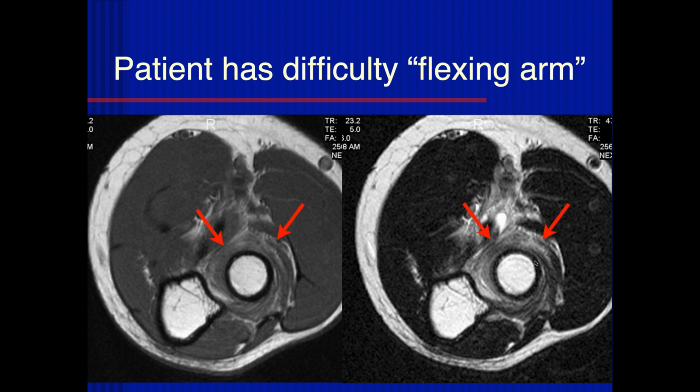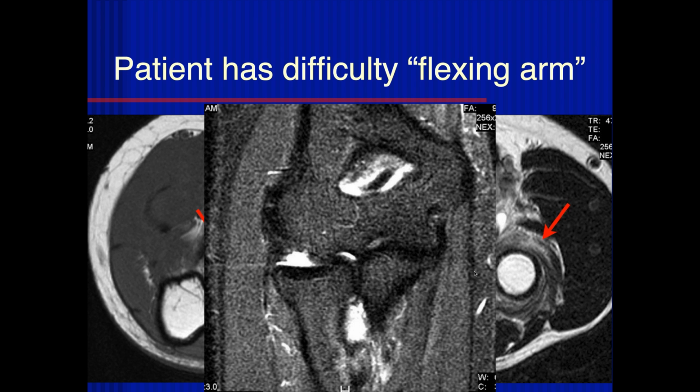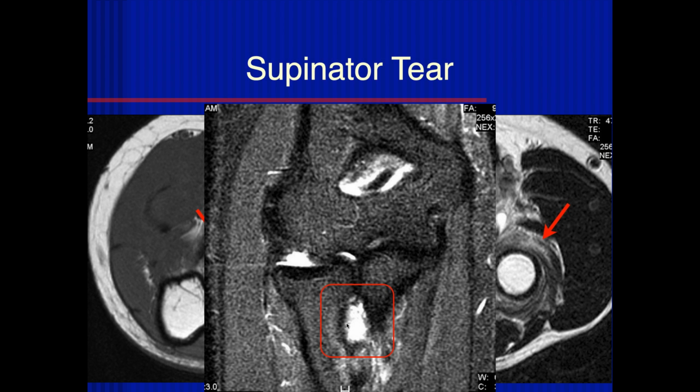But notice also that you've got a lot more edema in the supinator muscle. Here is the edema within the supinator. And that was a supinator muscle tear predominantly. And you've got a little fluid extending into the bicipital brachialis bursa here, but it was due primarily to a tear of the supinator.